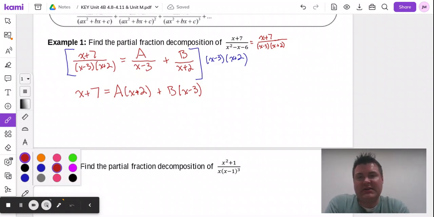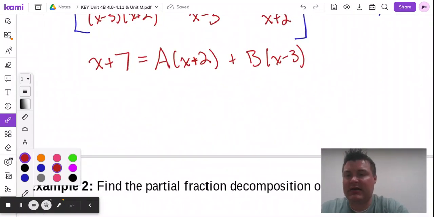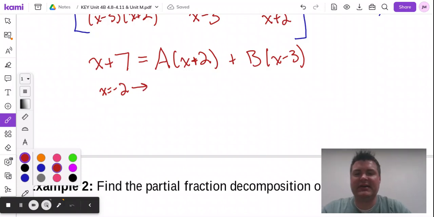There's a couple different techniques. If you look online, you'll see different techniques. I use the elimination technique, and what that means is I pick specific x values to plug in to eliminate the variables A and B. So I'm going to pick x equals negative 2. I picked that for a reason, and let's see if we can pick up why as I do this problem.